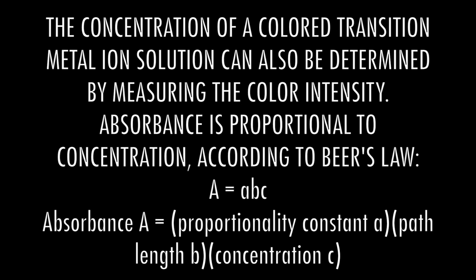The concentration of a colored transition metal ion solution can also be determined by measuring the color intensity. Absorbance is proportional to concentration according to Beer's law, A equals ABC.